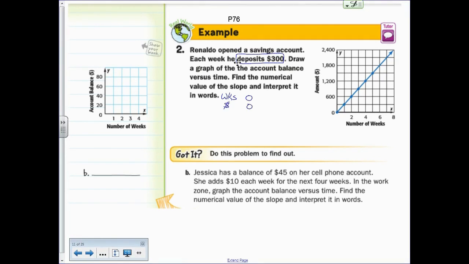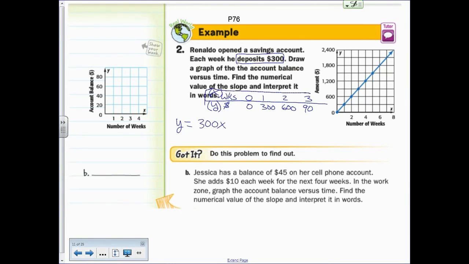$0. We can come up with a function where y is equal to, sorry, I'm going to have to write it down here. y is equal to 300 times x, because each week he deposits $300 more. So if x is the number of weeks, y will be the amount of money he has in his account. So after 1 week, he would have $300. After 2 weeks, he would have $600. And after 3 weeks, he would have $900.